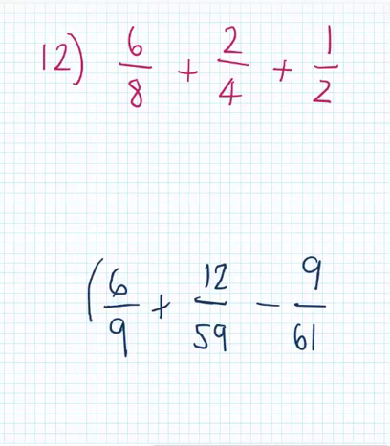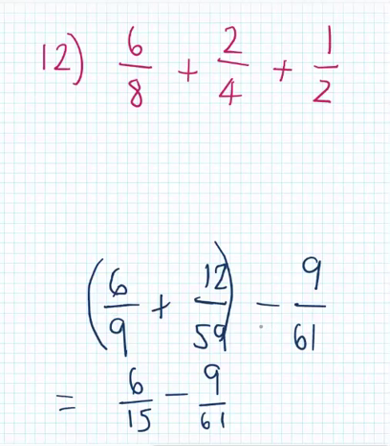Ones like this is where you put brackets around the first 2 fractions, you work these ones out, and just say 6 over 9 plus 12 over 59. Just say it came to 6 over 15. I've just made it up, but imagine that's what it equaled. Then you grab the minus 9 over 61, and then you work with these 2 fractions. So you can work from left to right. So keep that in mind.